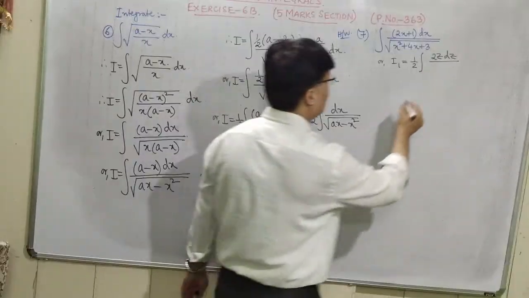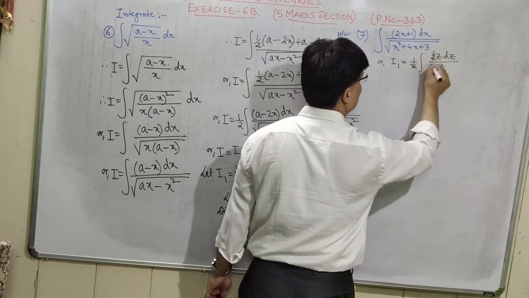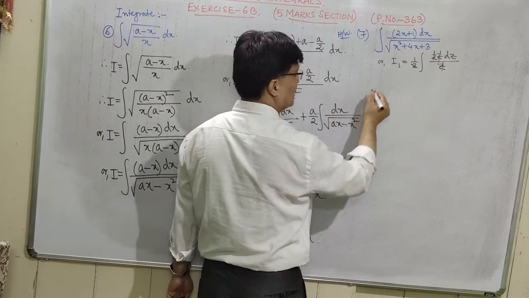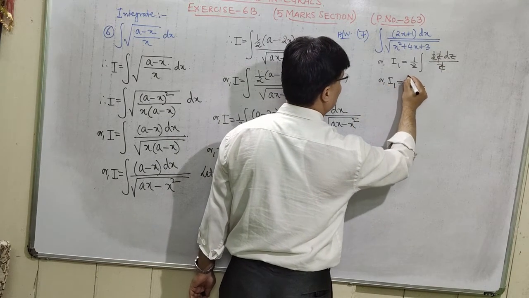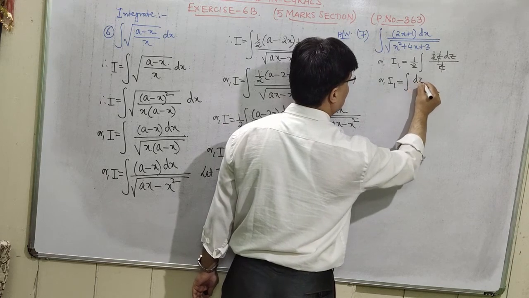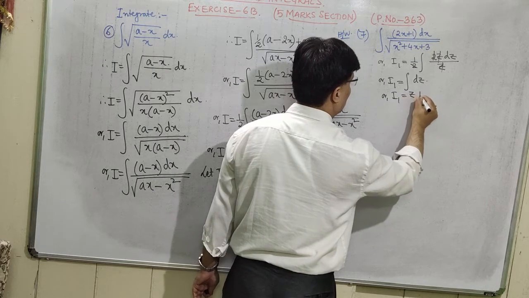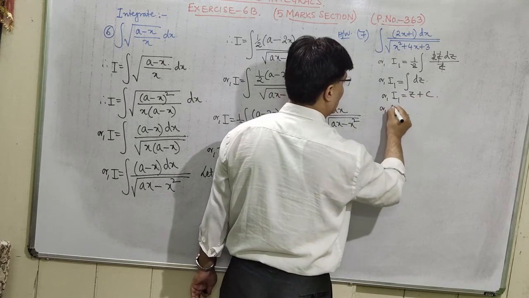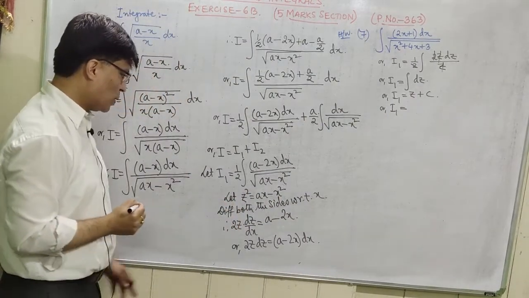What is root over z square? It is z, right? So here 2 gets cancelled and z gets cancelled. So I1 is equal to the integration of dz, or I1 is equal to z plus c. Now what is I1?